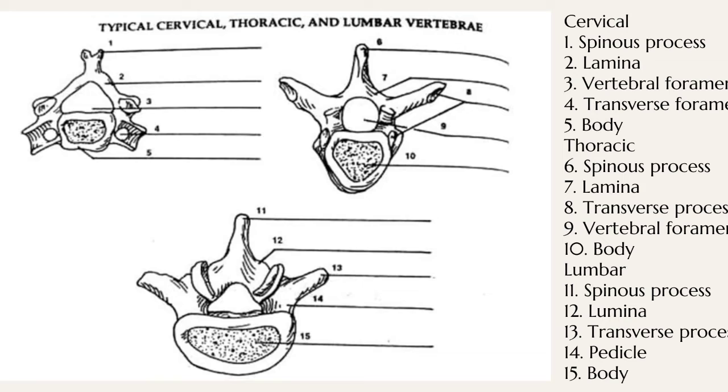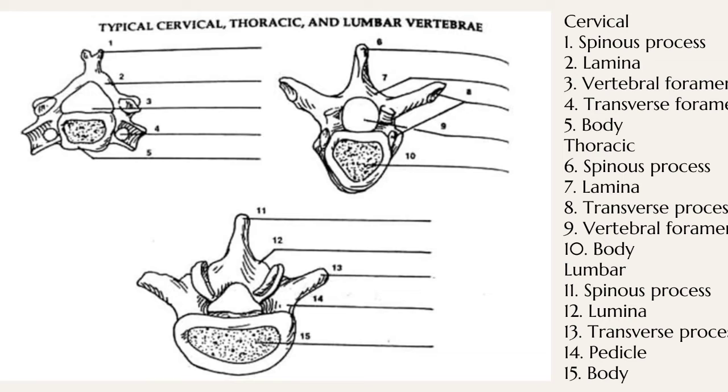Number two is the lamina. The lamina is the roof of the spinal canal that provides support and protection for the backside of the spinal cord. Number three is the vertebral foramen. The vertebral foramen is the opening in the vertebra that is formed by the neural arch and the back portion of the vertebral body, and through which the spinal cord passes. The vertebral foramen provides for the passage of the spinal cord and the meninges.